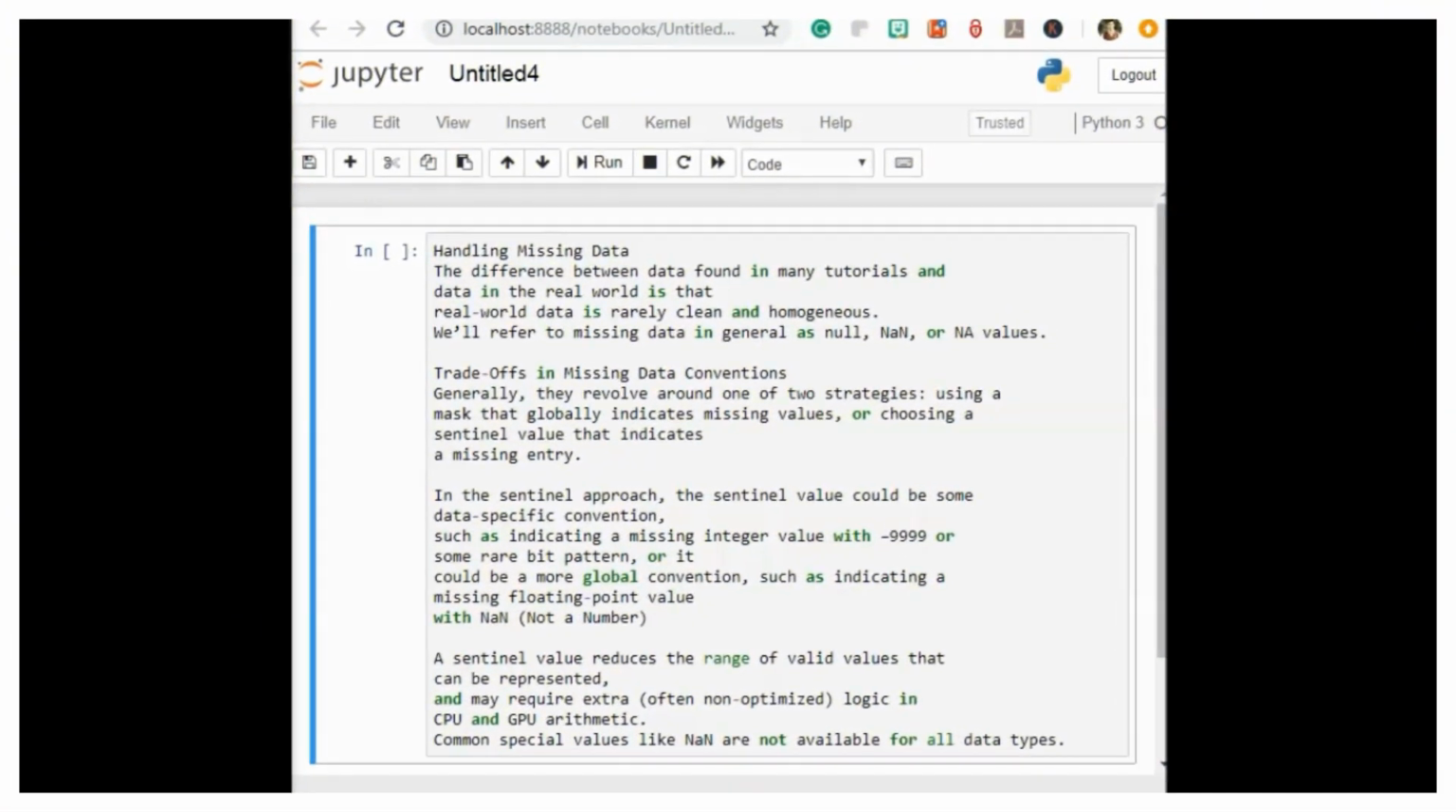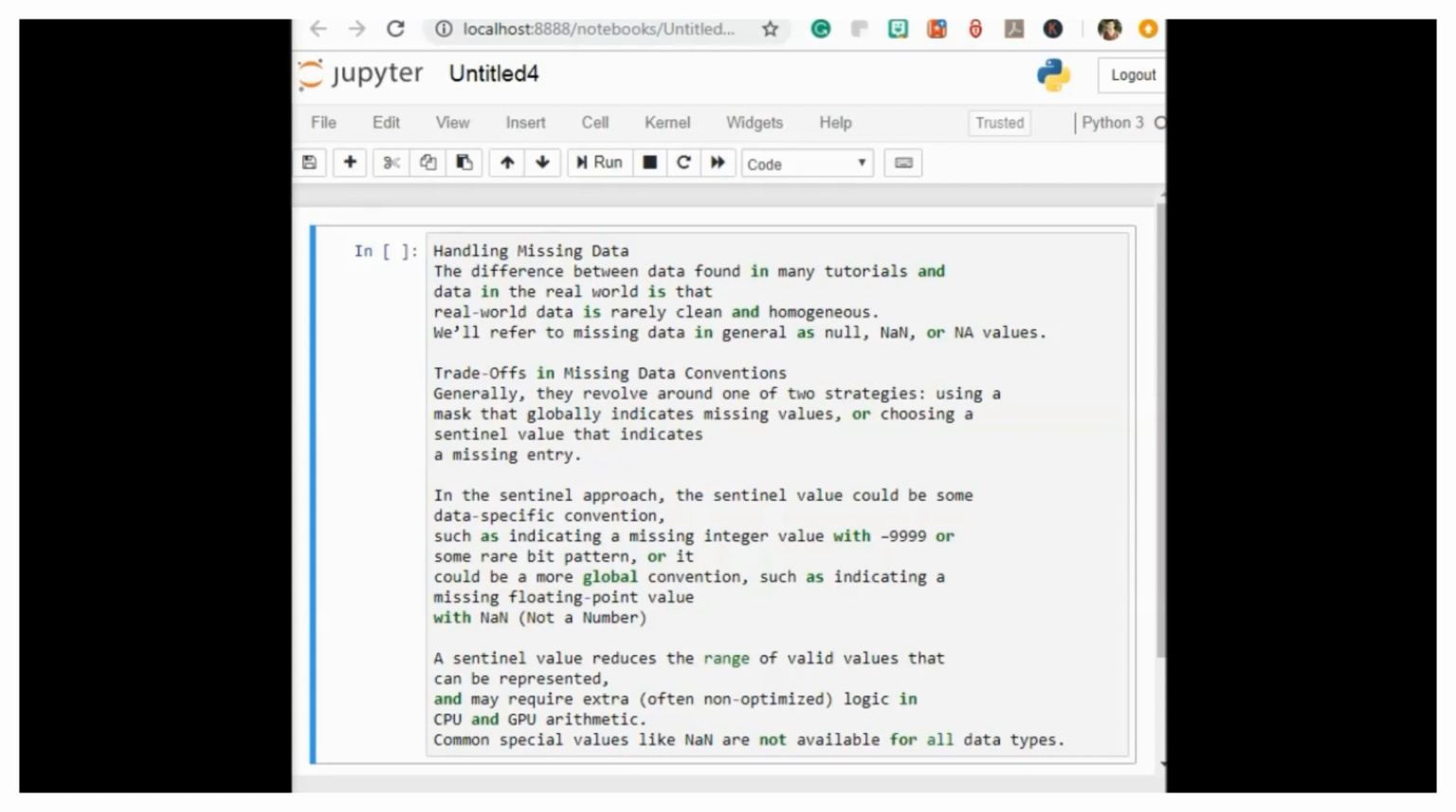Now let's discuss handling missing data. So the difference between data found in many tutorials and data in the real world is that real world data is rarely clean and homogeneous. In particular, more interesting data sets will have some amount of data missing. To make matters even more complicated, different data sources may indicate missing data in different ways.